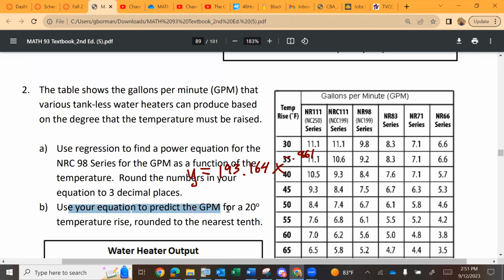So use your equation to predict the gallons per minute for a 20-degree temperature rise. Okay, so we want to predict the gallons per minute. So that's our y. We want to figure out y because they give us a temperature, an x. So we're talking 20 degrees temperature. So that's smaller than 30, and these gallons per minute numbers, as you head that way, they get bigger. So we could make a rough estimate of it. I don't know, maybe 11. I'm going to guess 11 gallons per minute. That's my guess. But I'd be very surprised if I was right.